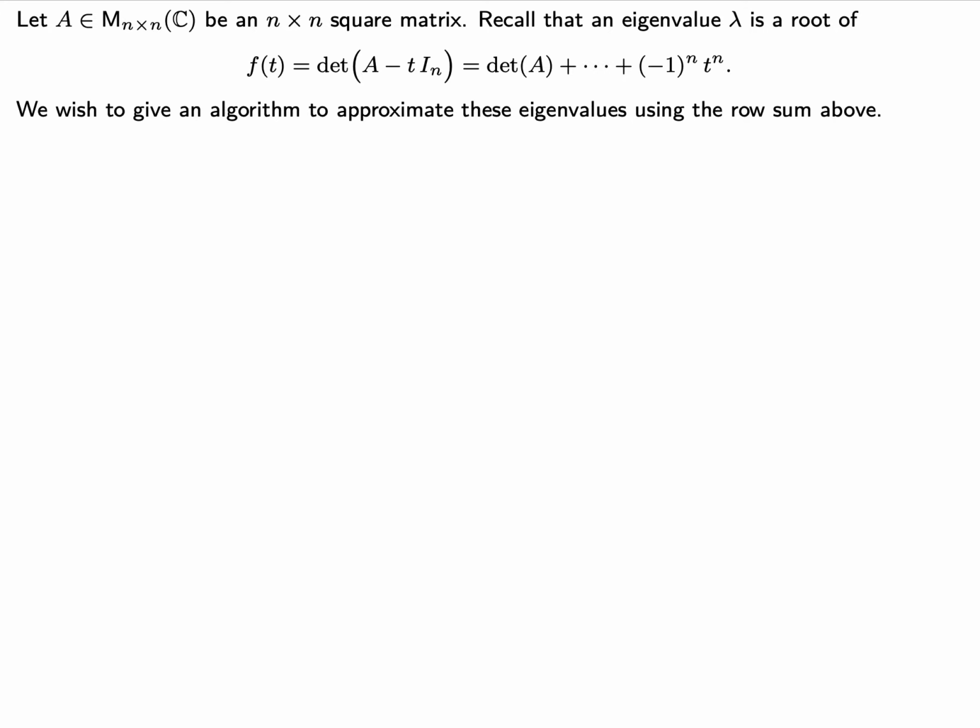Let's say that A is any n by n square matrix. Recall that the eigenvalue lambda must be a root of the characteristic polynomial. We can actually use the above to find an algorithm to compute the approximate value of these roots lambda.